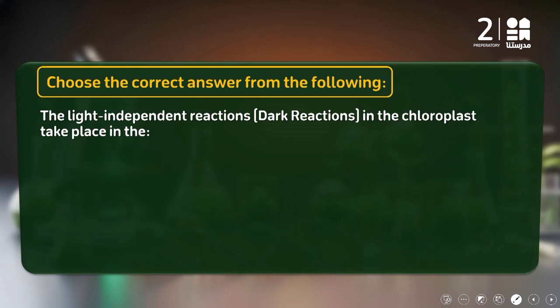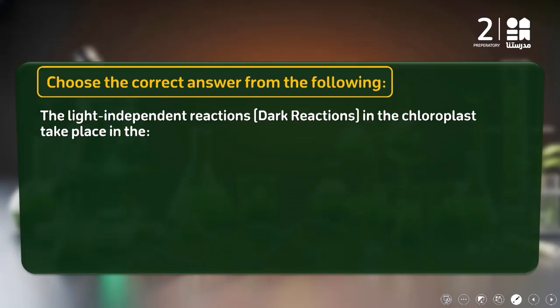Choose the correct answer from the following. The light-independent reaction, that means dark reaction, in the chloroplast takes place in the... Let's speak about the light-independent reaction. The light-independent reaction is a dark reaction. Where is the dark reaction found? That's the question. What are the light-independent reactions?